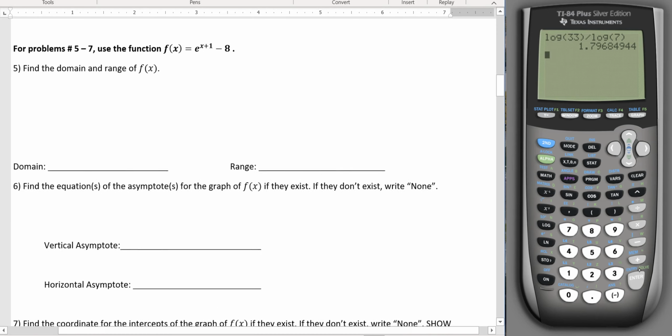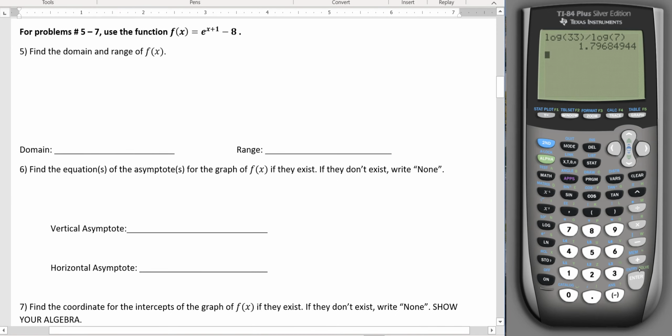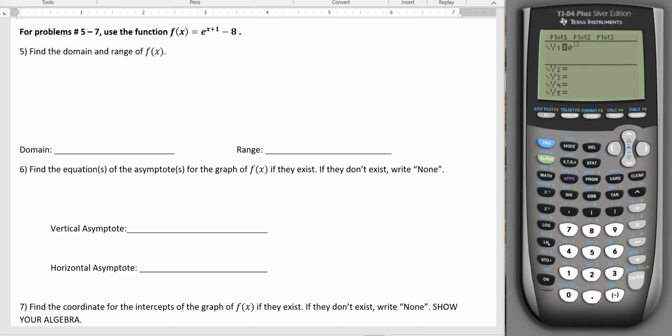For 5 through 7, use the function e to the x plus 1 minus 8. Excellent. Find the domain and range. So it looks like there's going to be some graphing that goes along here. So let's go ahead and plot this in. So I'm going to do second e to the parentheses x plus 1 and then minus 8.